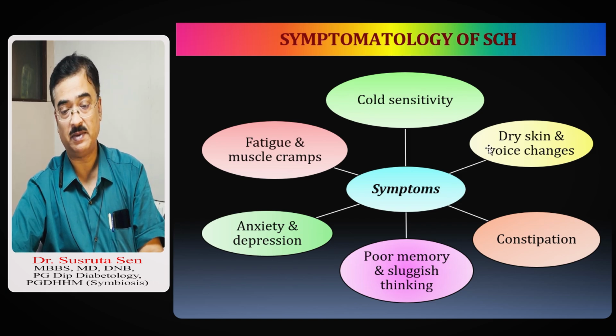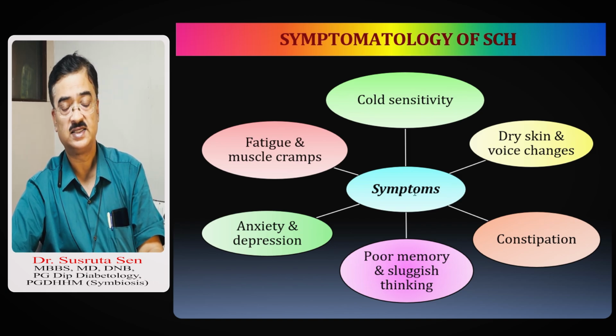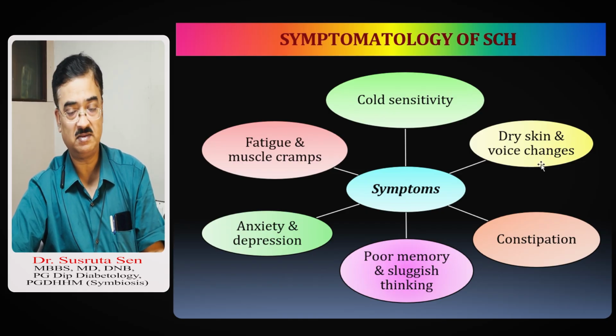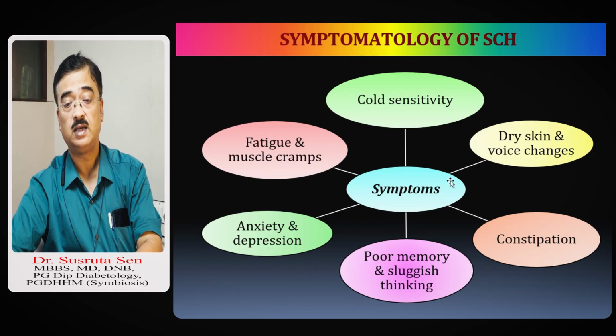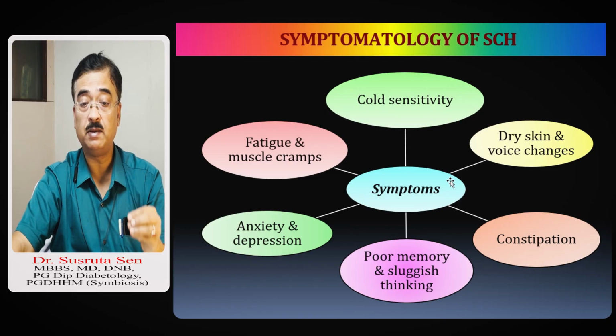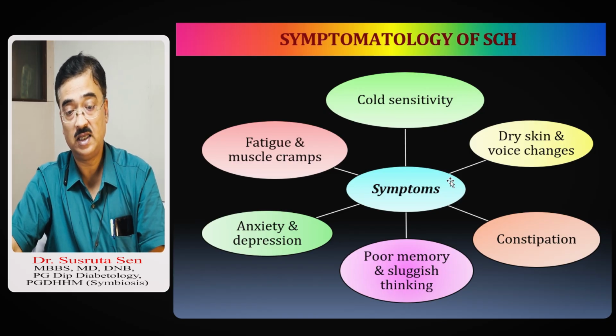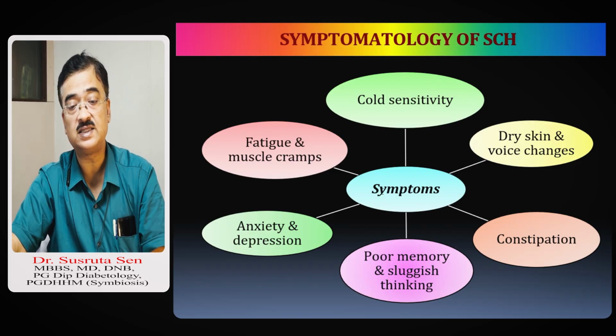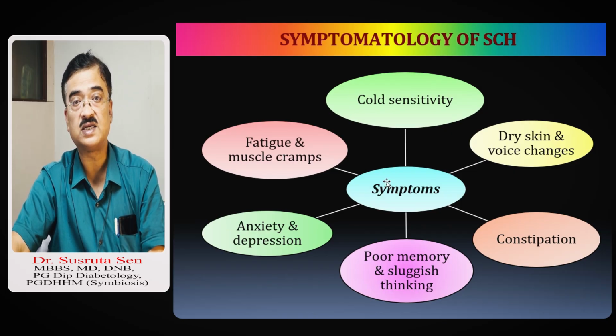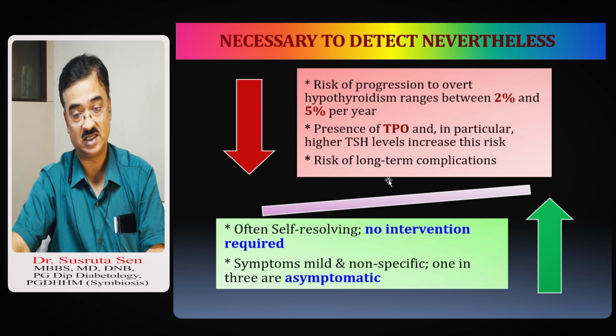What are the symptoms? There may be some symptoms, not always. Subclinical hypothyroidism usually comes with cold sensitivity, sometimes dry skin, hoarseness of voice, constipation, poor and sluggish thinking, anxiety and depression, and most commonly fatigue and muscle cramps. Let me remind you that there may be no symptoms also. In many cases of subclinical hypothyroidism, you may not find any symptom at all. The patient may behave just like a normal person with a high TSH level.